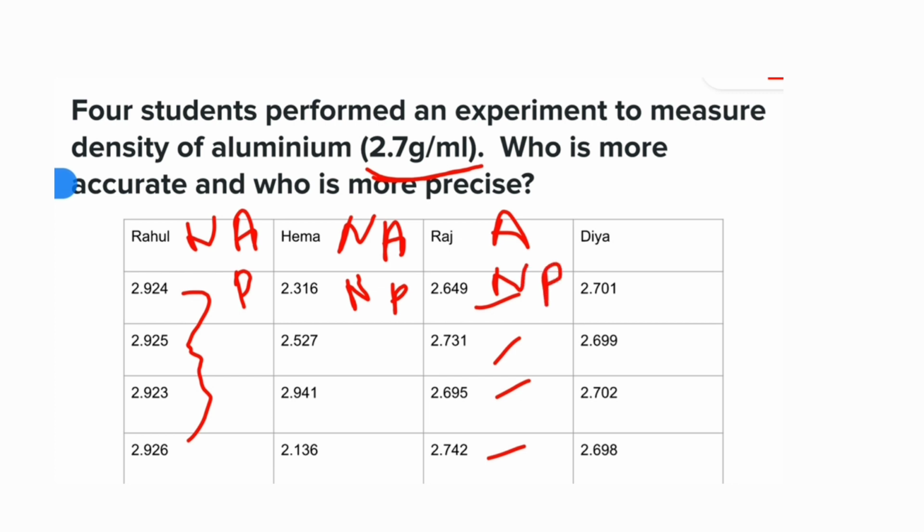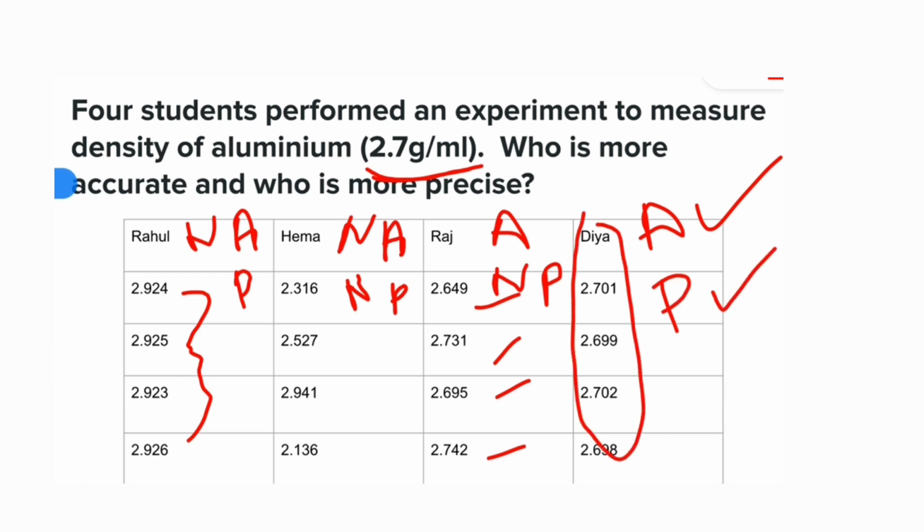So that's why I would say there is no precision in these values. Now look at Diya's values. These are perfect. Look at these measurements: 2.701, 2.699, 2.702, 2.698. All these four measurements are very close to the actual value, which is 2.7. So it is accurate. What about precision? All these four values are even closer to each other, which means the resolution is very high. You can look at them very closely. So it is precise also. So the last set is the most precise and most accurate.